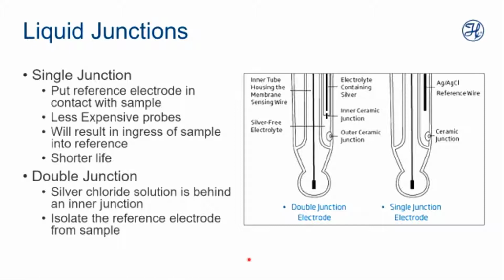And anything in bioprocess needs to be what's called a double junction. If you look at the double junction, here's your junction, and your reference is actually isolated behind another junction. So there's an outer junction and an inner junction. All of the bioprocess probes that you're going to use if you're using a bioreactor are going to be a double junction, and the best laboratory probes you can use should have a double junction.